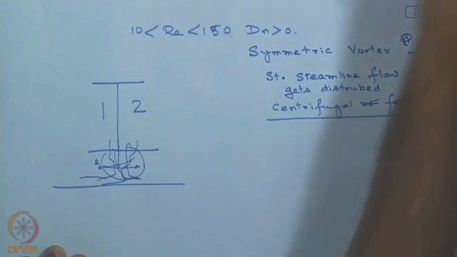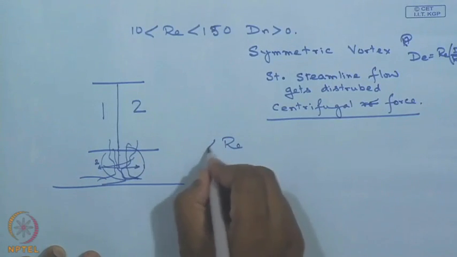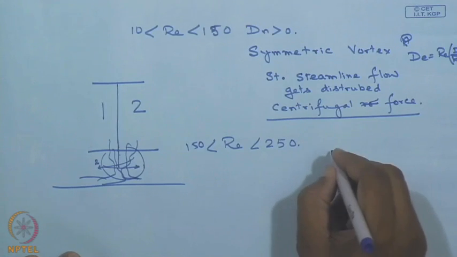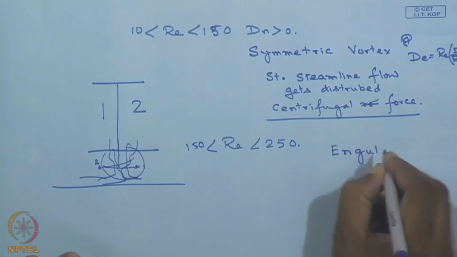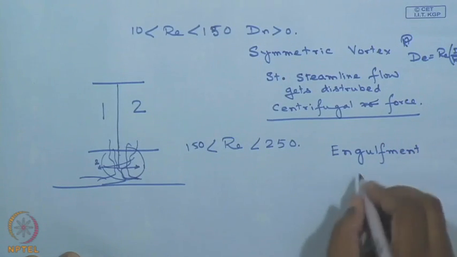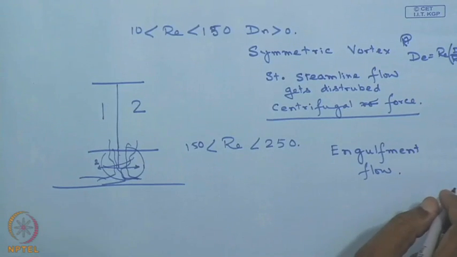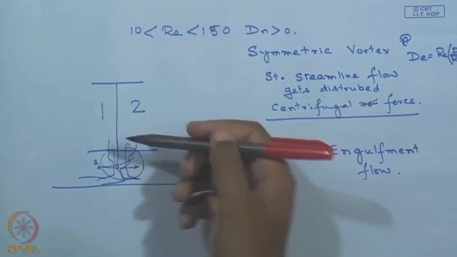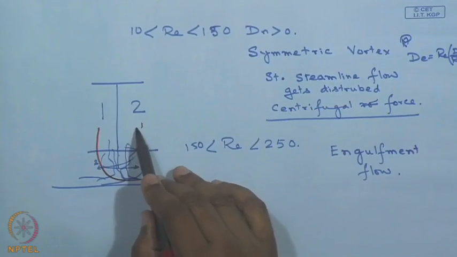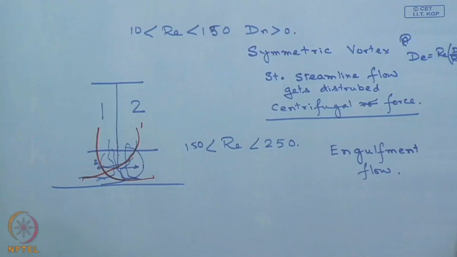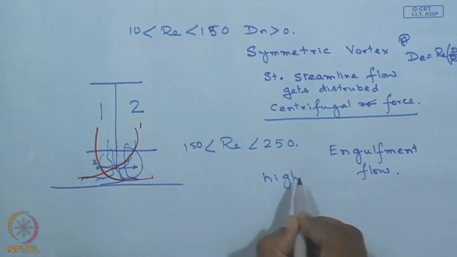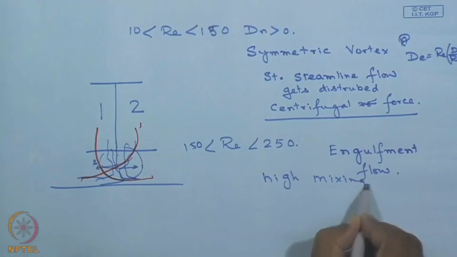Now the situation becomes even more interesting when the Reynolds number is greater than 150 and less than about 250 or so. This is called the engulfment flow. In the engulfment flow, what you would see is that the symmetry totally breaks up, and part of the fluid is going to move in the opposite direction, and this one too is going to come in the reverse direction. So the fluid swaps to the opposite side, and this leads to short diffusion length and very high mixing quality. So the mixing increases in such systems.